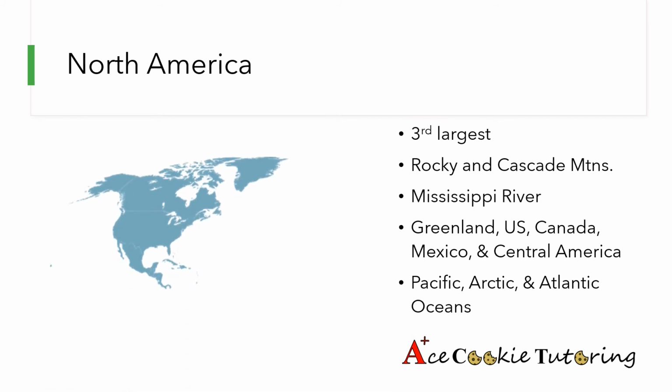North America has different mountain ranges. We have a whole bunch of different rivers, and we have many, many oceans bordering us. Now I want you to realize North America contains more than just the United States. There's also Greenland, Canada, Mexico, and Central America.